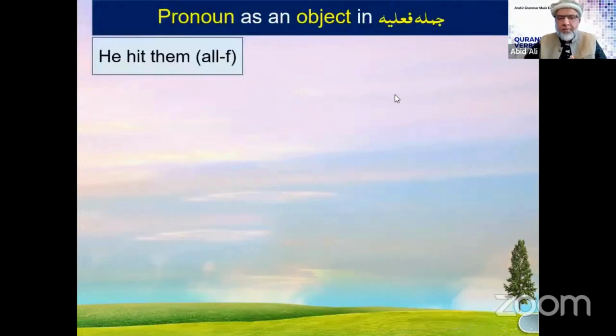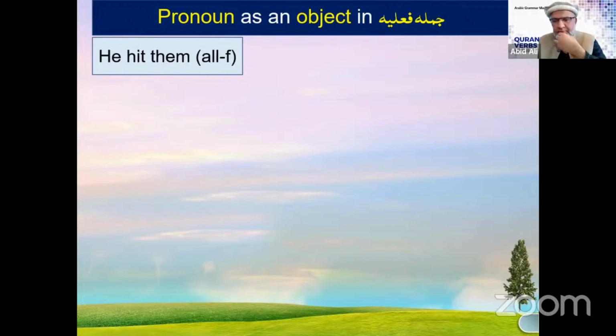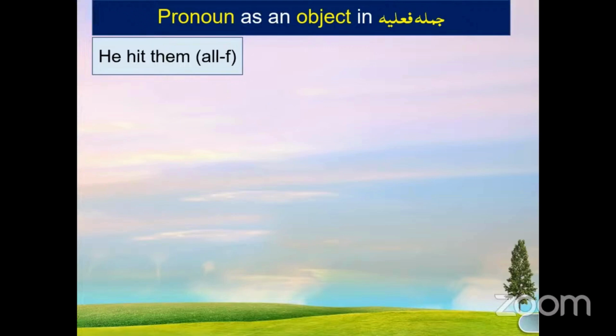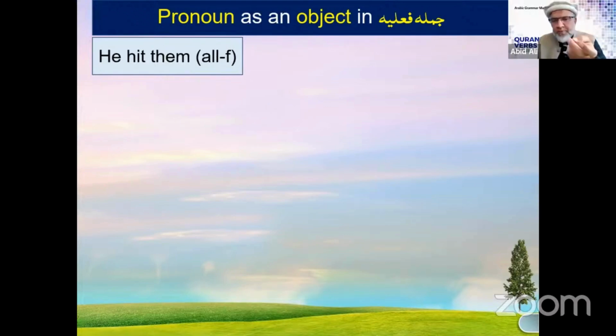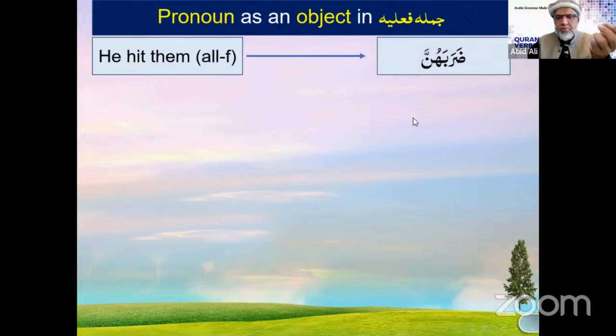Brother Wasim, next one for you. He hit them all, female. Hit is daraba. And female will be darabahunna, not tunna. Okay, darabahunna.